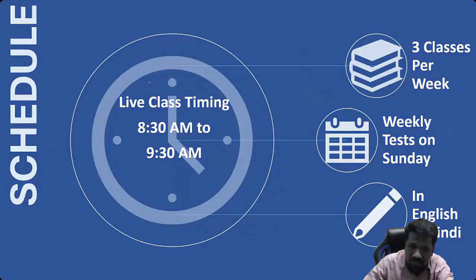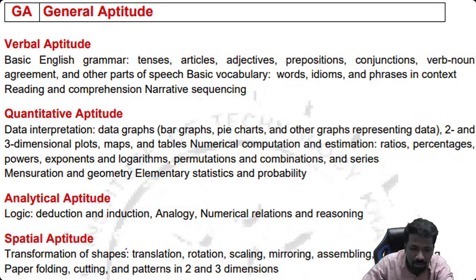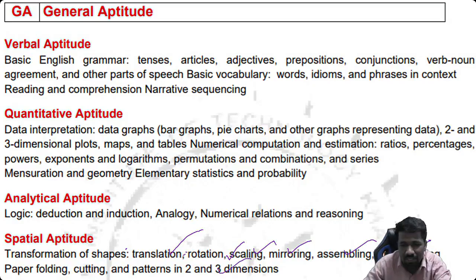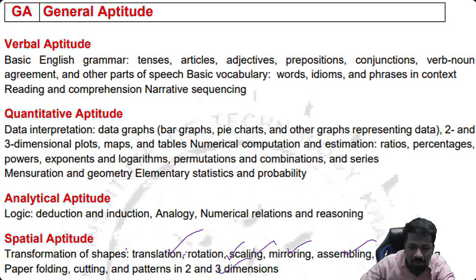The 2026 GATE exam syllabus is this, and it mentions transformation of shapes, translation, rotation, scaling, mirroring, assembling, grouping, paper folding, cutting, and patterns in 2D and 3D. That is why we have these topics. Last time we haven't discussed spatial aptitude much in depth, but many people told us that spatial aptitude feels very tricky. That is why this time we have added extra lectures on spatial aptitude, so that the clarity will be top notch. So, having analyzed this question paper, what areas did the questions come from?